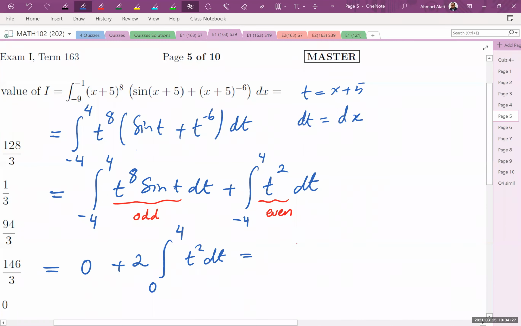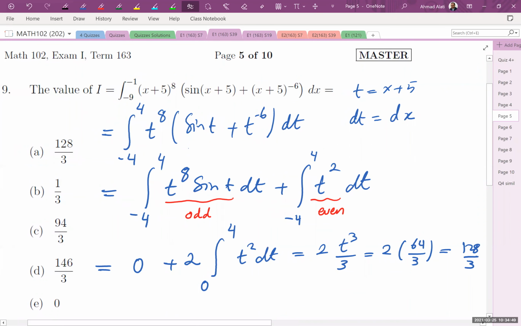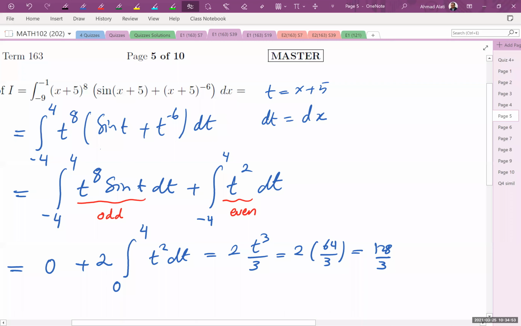So this is 2t cubed over 3, equal to what? What is t? It is 4. 4 to the power 3 is 64. So this is (64 minus 0) over 3, which is 130. Sorry, it is 128 over 3. That's it. Any question, ya shabab? Let's go to the next question.